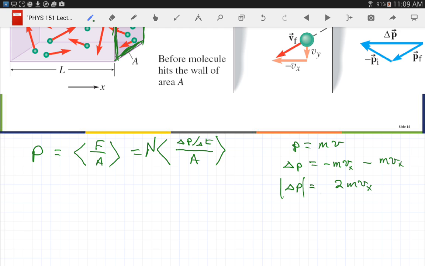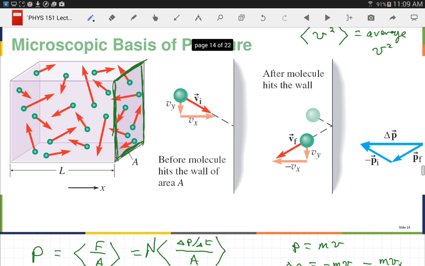But what I can tell you is the average time between collisions. For each collision, it has this change in momentum. And I can tell you the time between the collisions. And so that would be an average for the change in momentum per change in time. So all I need to do is find the time it takes for my molecule to move from the side I care about to the other side and back. Which component of velocity do I care about for that time? Only the x component.